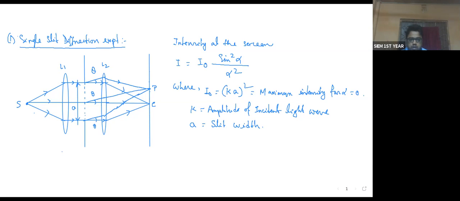Next, alpha. What is alpha? Alpha equals pi a sin theta by lambda. Here theta is the diffraction angle. Now everything is defined. Lambda is the wavelength of light.